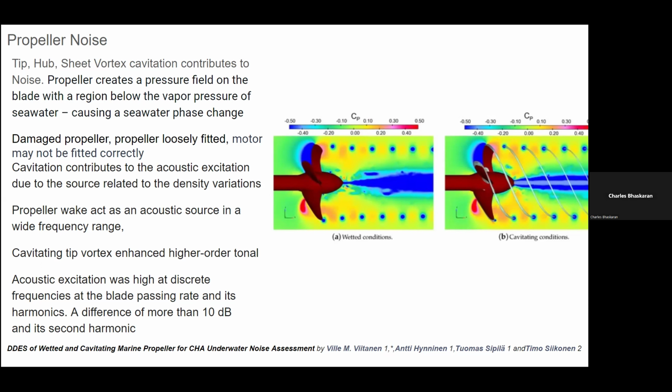So it's very critical to make sure that the propeller does not cavitate. And the tips are designed so that they do not have a lot of vibration. Other issues: if you don't mount the propeller correctly, a damaged propeller, loosely fitted parts, those all can act as issues. Propeller wake is a big acoustic source, and it has a wide frequency range. And then the cavitating, we talked a little bit about the higher tonal noises.